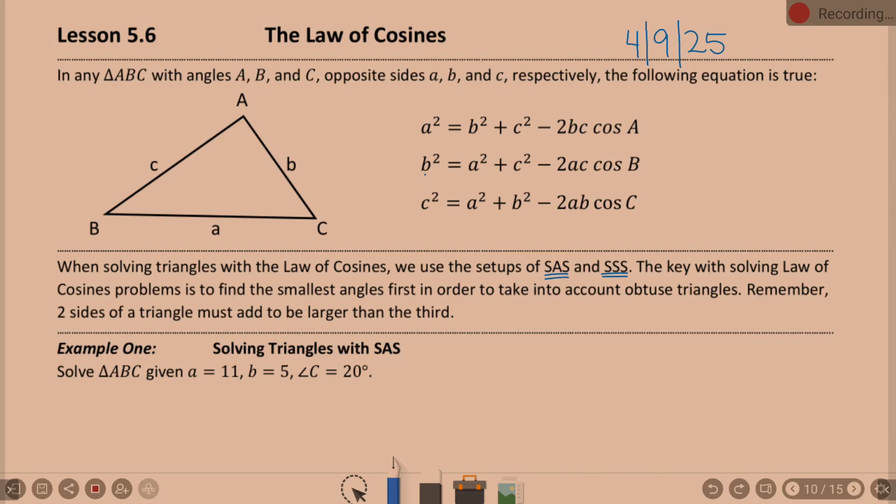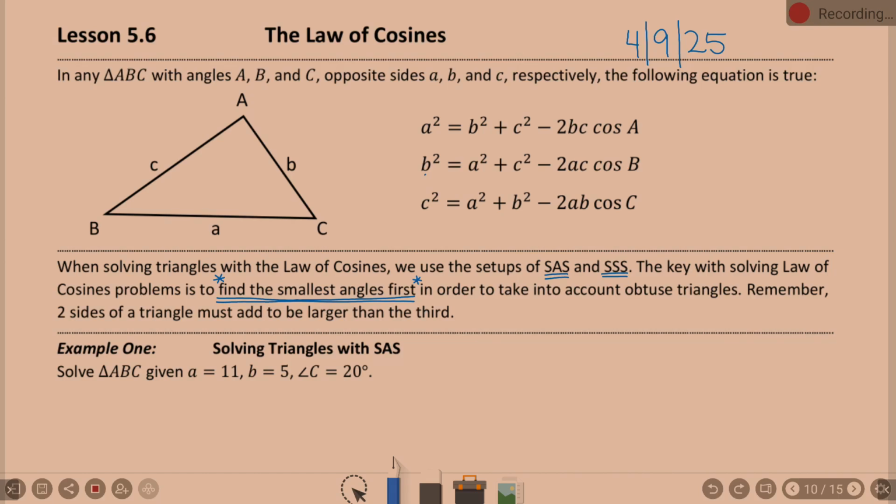2 key points. The key with solving law of cosines problems is you must find the smallest angles first. That is a must. If you have multiple angles to find in a problem, you could have to find all 3 angles. You must start at the smallest angle and work your way up. Make the biggest angle the one that you find by just subtracting from 180. The reason being, law of cosines isn't going to find you an obtuse angle. So if an angle is supposed to be obtuse, that needs to be the one that we subtract from 180. So beware of that.